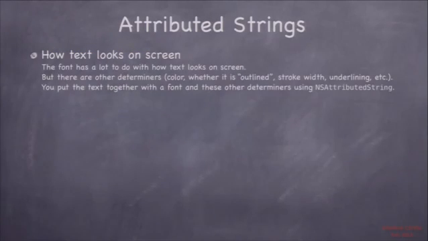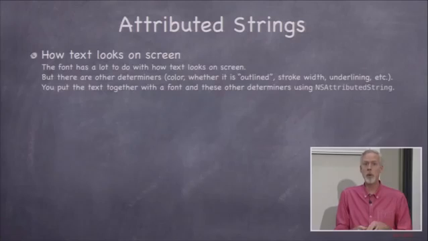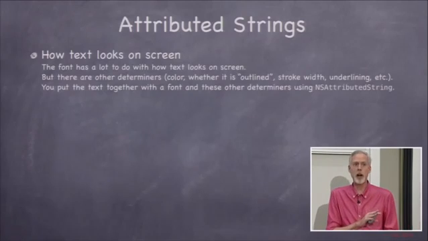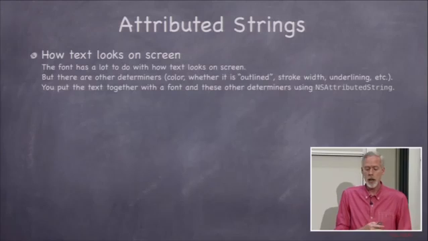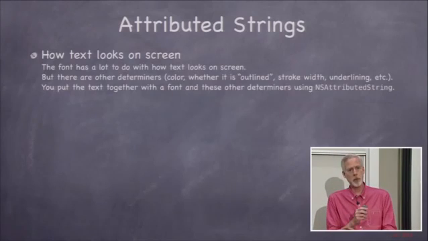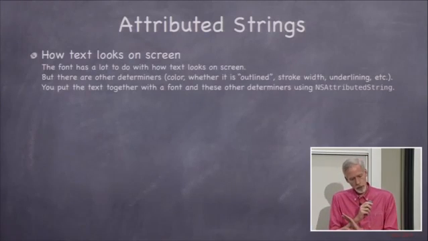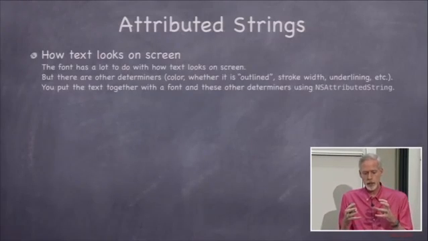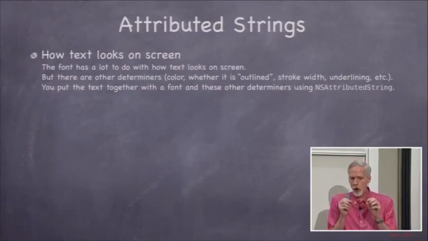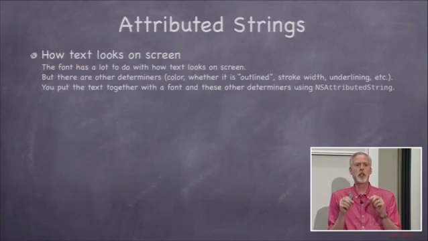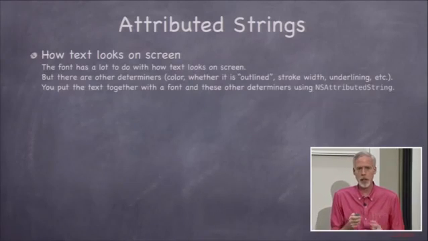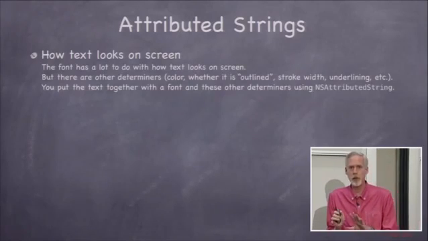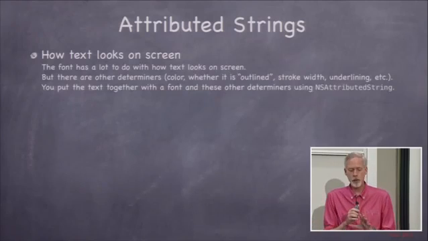So now let's talk about how text looks on screen. Well, the font is a big part of how text looks on screen. Depending on which font you pick, that's going to determine a lot of what it looks like. But there's a lot of other things that determine what a font looks like on screen. For example, is the thing underlined? Is it outlined? How strongly stroked is the outer edge of the font? Those things are all kind of independent of the font. You can apply these things to any font.